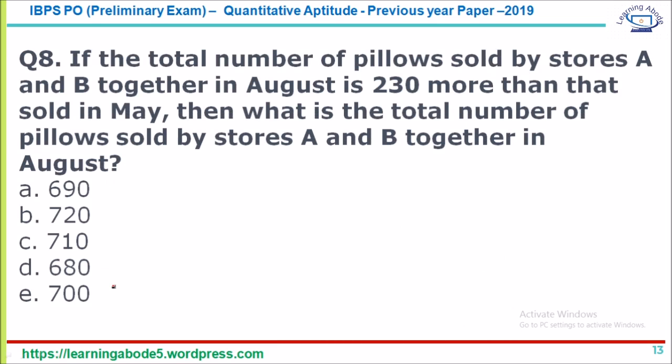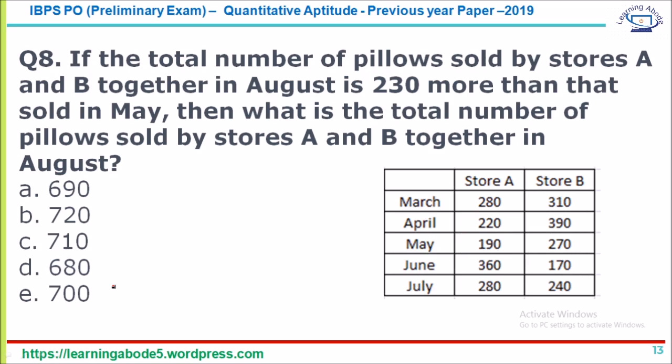Question number 8. If the total number of pillows sold by store A and B together in August is 230 more than that sold in May, what is the total number of pillows sold by A and B together in August? So now we have to look at May month first. Now May month, A and B together, these two values, 190 plus 270, now that's equal to 460. Now in August they have sold 230 more than this 460, so that makes a total of 690. That's answer option A for question number 8.